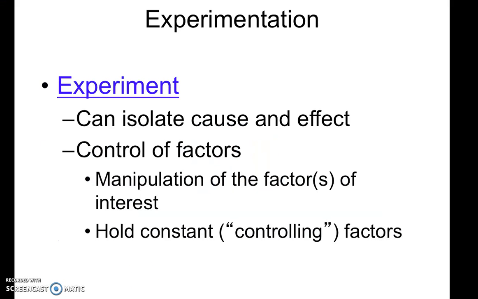This is Unit 1, Chapter 2, the second part on experimentation in psychology. So just to review, remember when we look at experiments, the purpose of it is to isolate cause and effect. So determine causation when you have different variables.